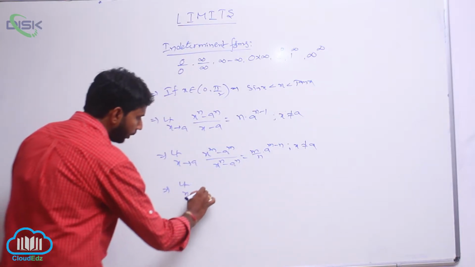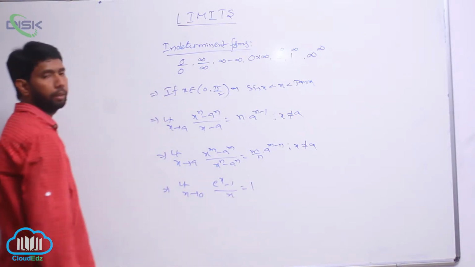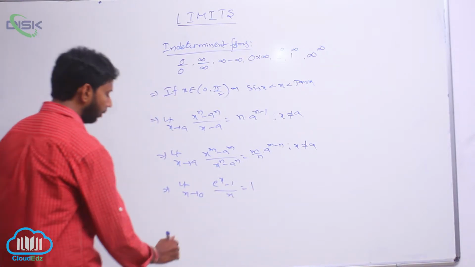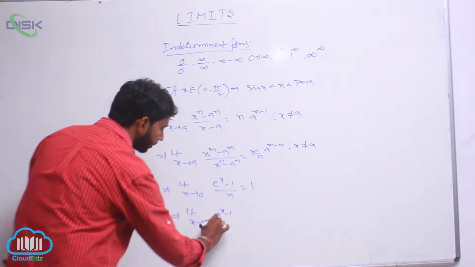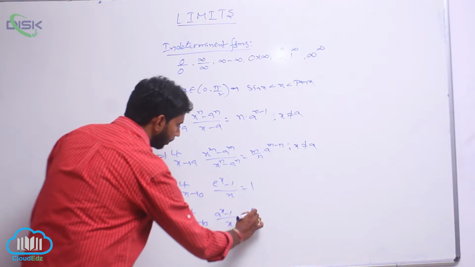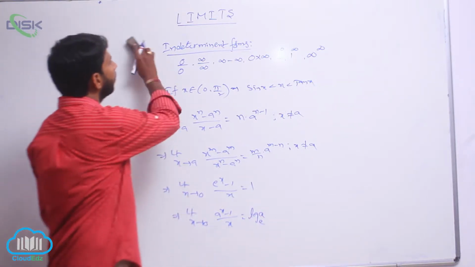The limit as x approaches 0 of (e power x minus 1) by x is equal to 1. The limit as x approaches 0 of (a power x minus 1) by x is equal to log a to the base e.